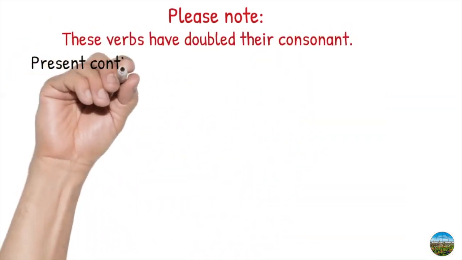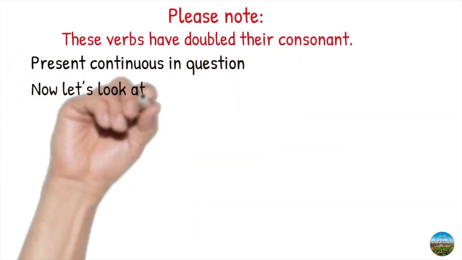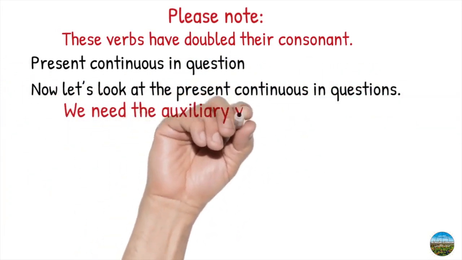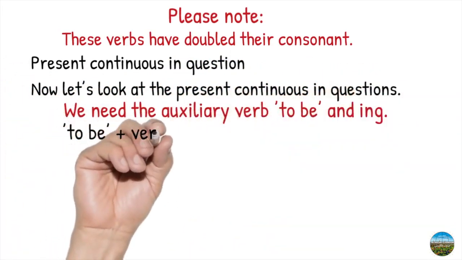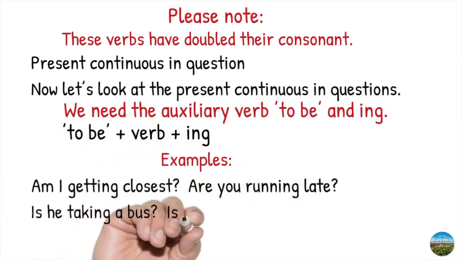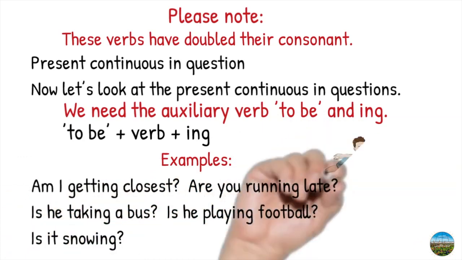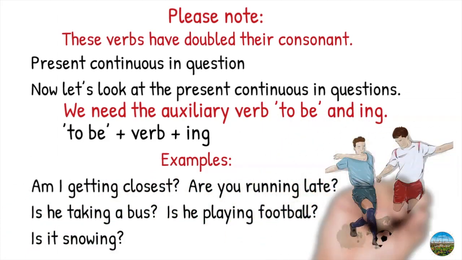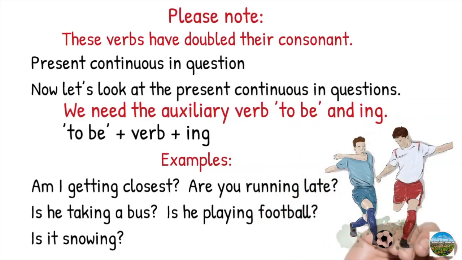Present continuous in questions. Now let's look at the present continuous in questions. We need the auxiliary verb to be and ing. To be plus verb plus ing. Examples: am I getting close? Are you running late? Is he taking a bus? Is he playing football? Is it snowing?